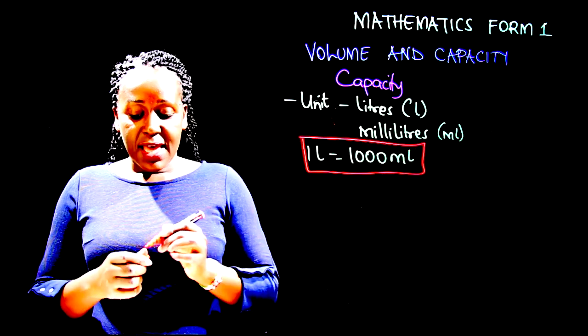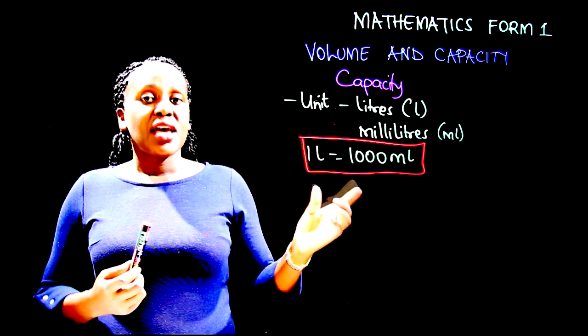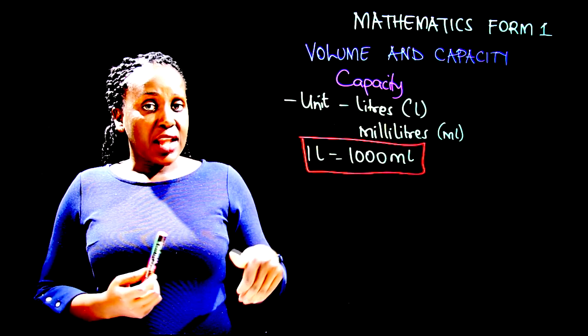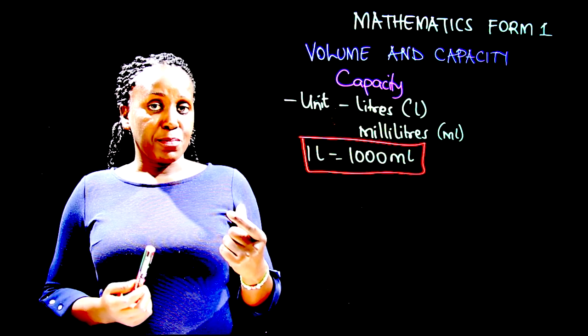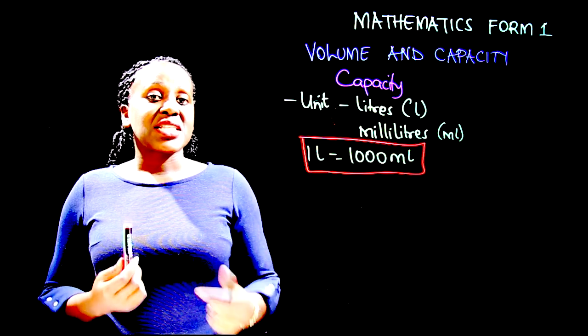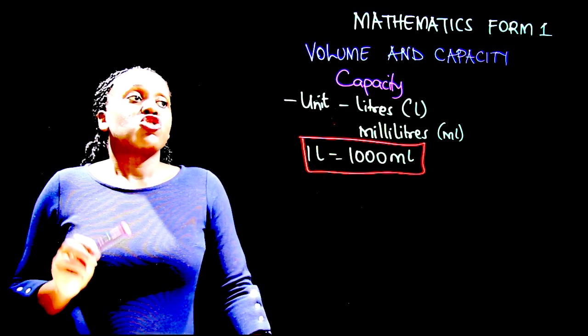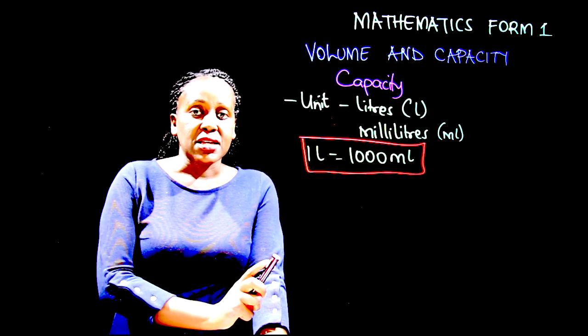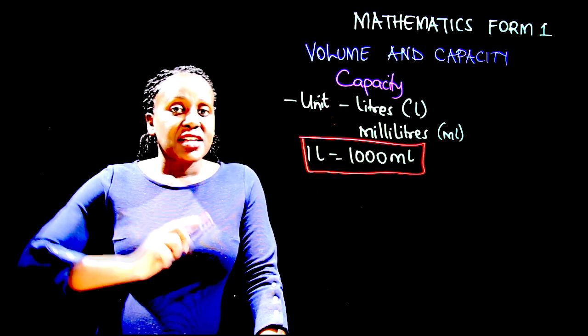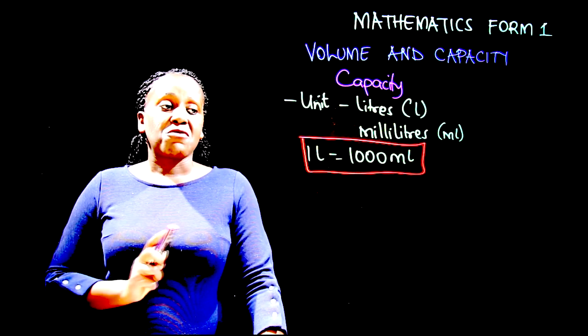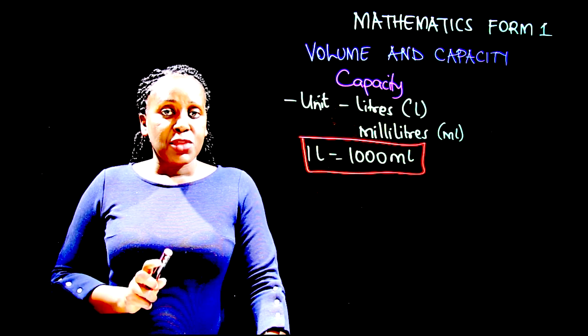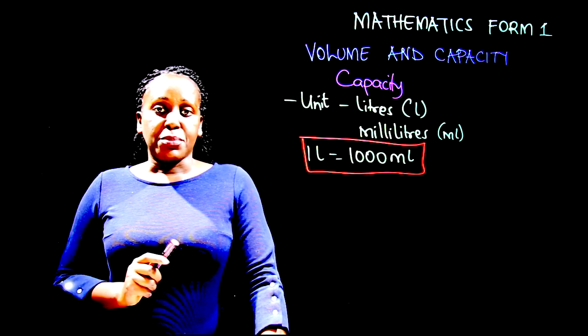Now remember that these liquids are put in containers, and these containers have their own volume, which is the amount of space that they occupy. So that means that capacity can be converted to volume, and volume can be converted to capacity. So what is the relationship?